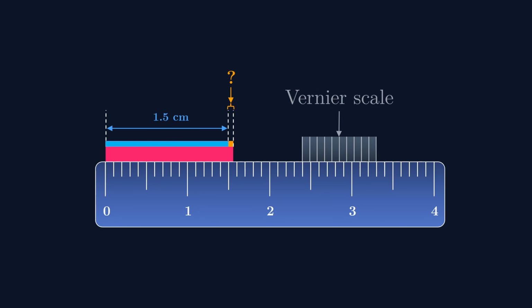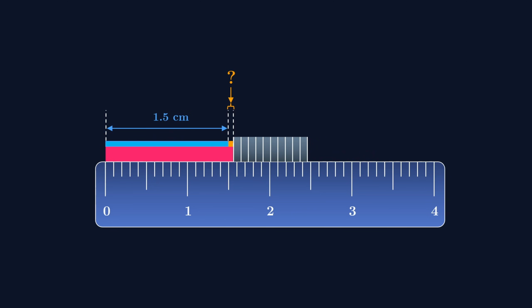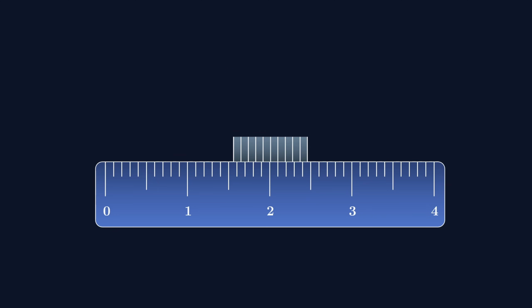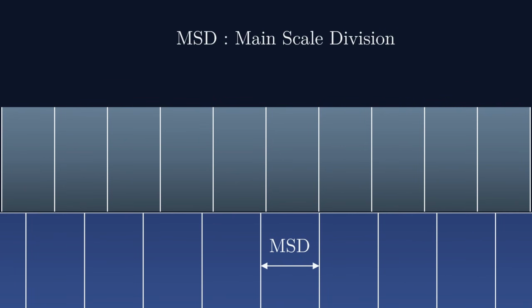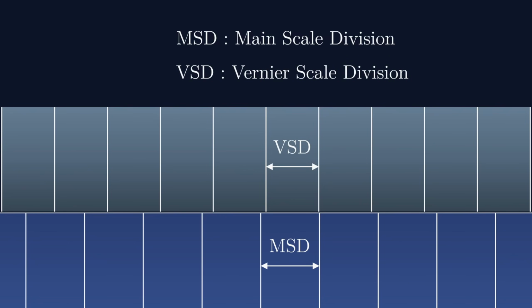We need a secondary scale, one we call a Vernier scale. This scale can slide back and forth over the main scale. Together, this combination of the Vernier scale and the main scale is what we call a Vernier Caliper. But first, we need to understand its structure and a few key characteristics. For instance, the length of one small division on the main scale is called the MSD, or main scale division. Similarly, the length of one small division on the Vernier scale is called the VSD, or Vernier scale division.